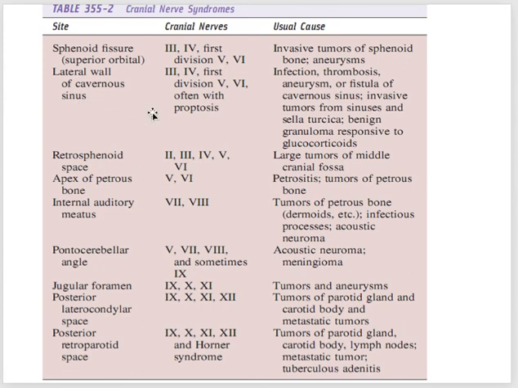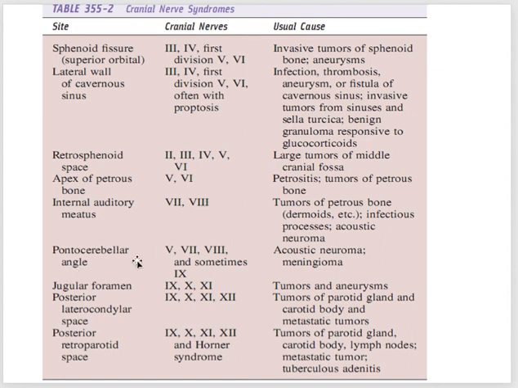Then there is lateral wall of cavernous sinus syndrome. By the way, in ENT I talk about these things, so you can correlate. Then there is the retrosphenoid space. Then there is apex of petrous bone problem. Then there is internal auditory meatus problem, in which cranial nerves 7 and 8 can be damaged.